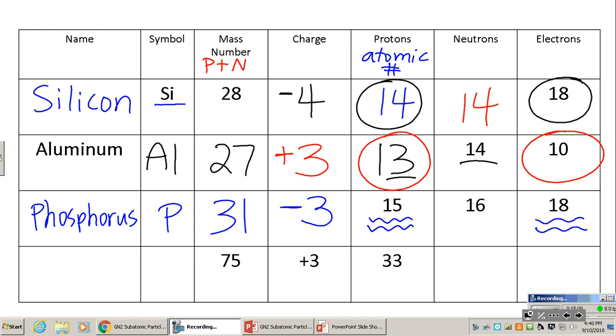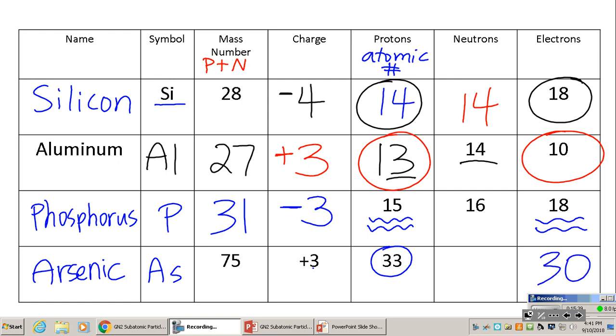Okay, last example, and then again, you should be able to work your way through and finish this chart off and check your answers with each other and with Miss Ball. Our atomic number is 33, so we're going to find element number 33. That is arsenic. Arsenic symbol is As. We know that we have a charge of +3, so we have 3 more protons than electrons. So 33 subtract 3 is a total of 30 electrons, and then 75 minus the 33 will give us a total of 42 for the number of neutrons that are there.